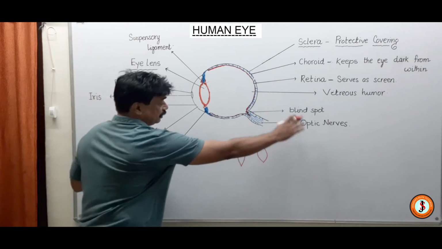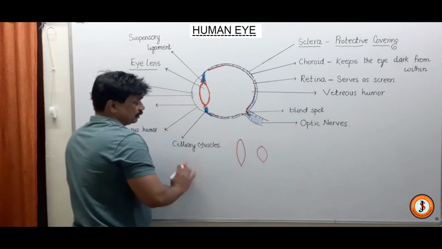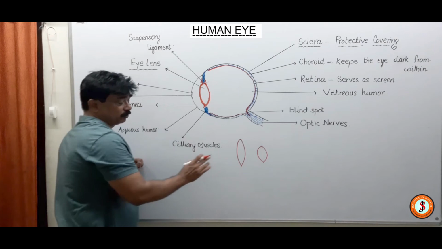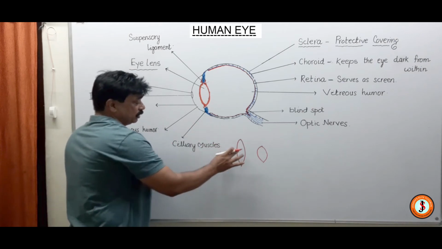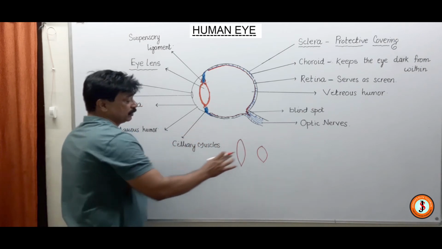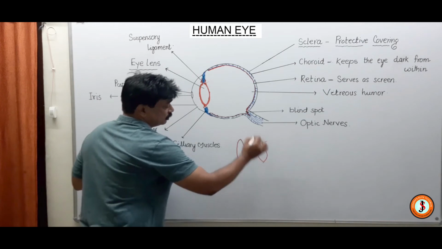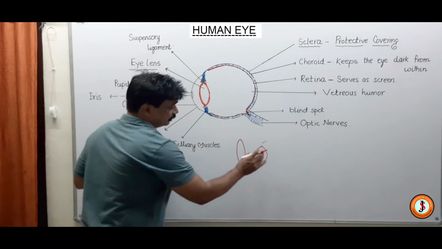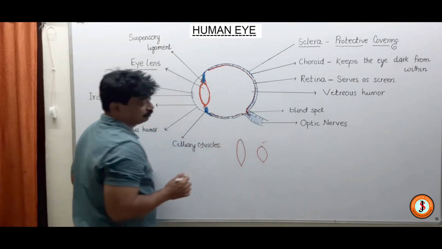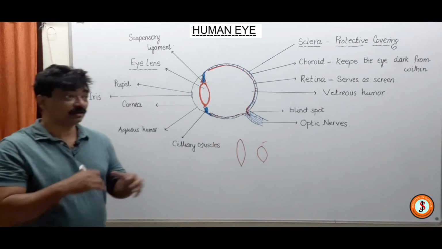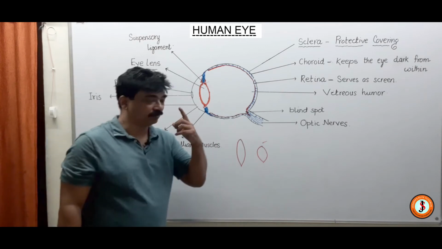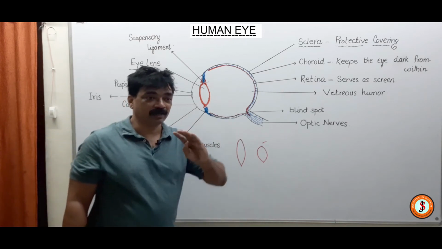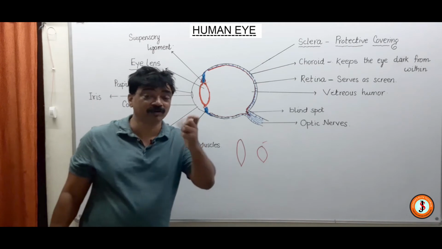Here this lens is part of a very large spherical ball, so its radius of curvature will be more, so its focal length will be more. This one will be from a small spherical ball, so its radius of curvature will be less, so its focal length will be less. Therefore the focal length of our eye lens can alter. Your eye lens can have different focal lengths, therefore different magnifying power.